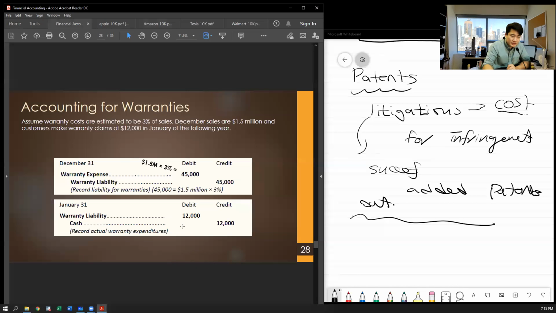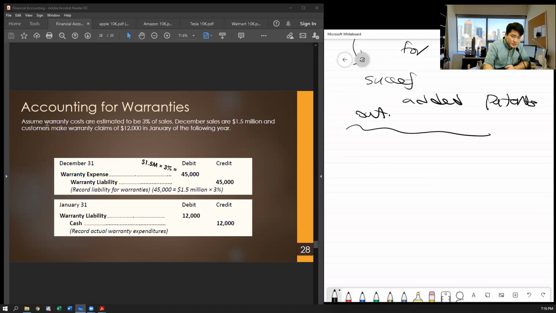So I think warranty is the last item under the current liability section. Whenever we buy, for example, laptops or iPhones or any items or goods, there are going to be some warranties coming along with the products, right? So we are going to learn how the seller company accounts for these warranties, okay?